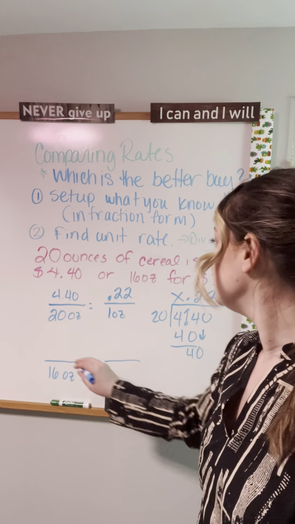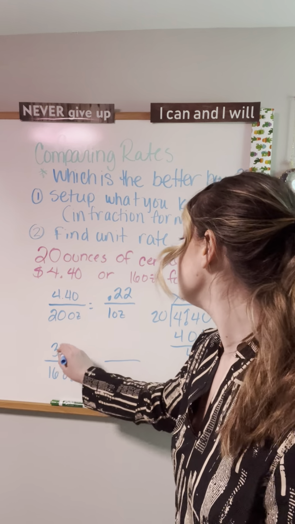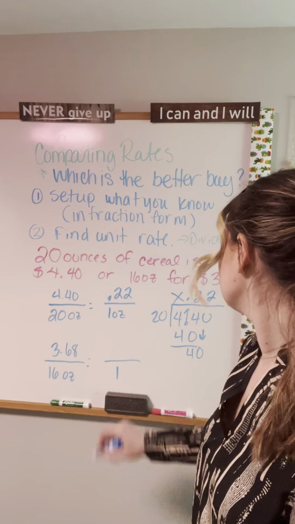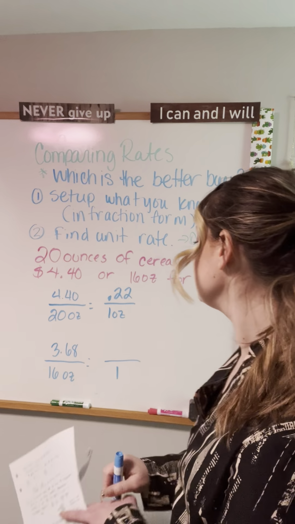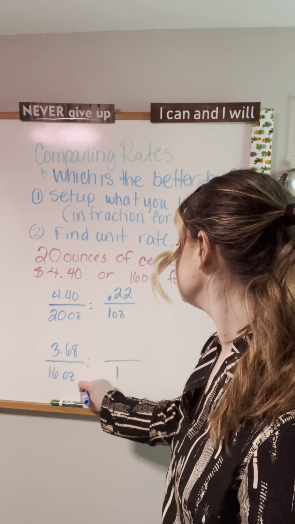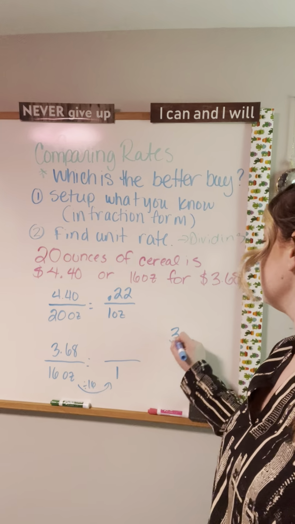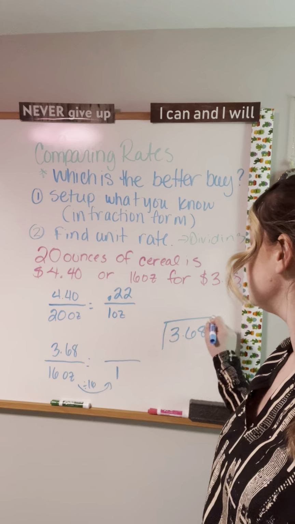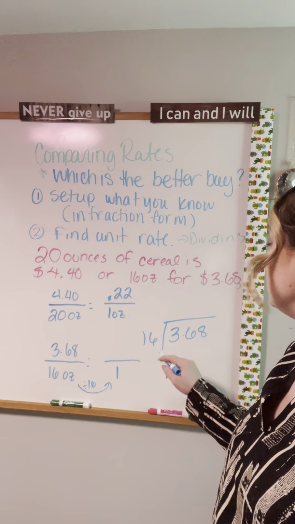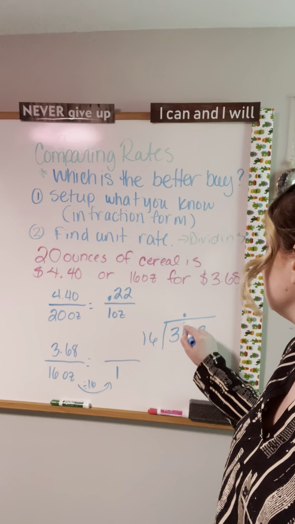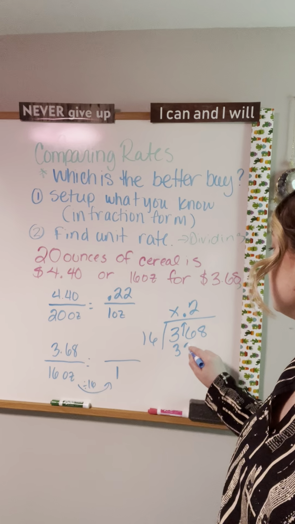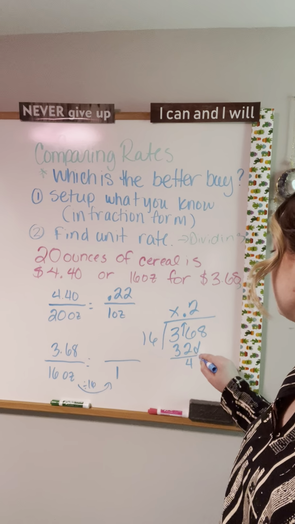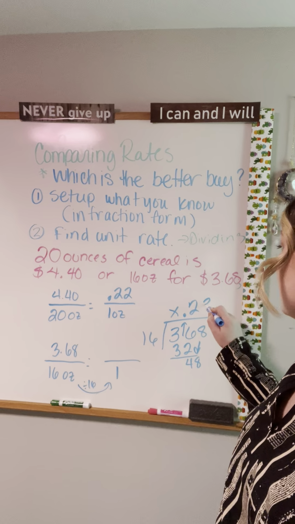And then down here, we had $3.68. We're going to go down to 1. I would divide by 16. Ooh, I'm about to run into 8 minutes. Oh, I'm at 8 minutes. Okay, that goes in twice, and 16 times 2 is 32. I'm left with 4. Bring down my 8. That goes into that 3 times.